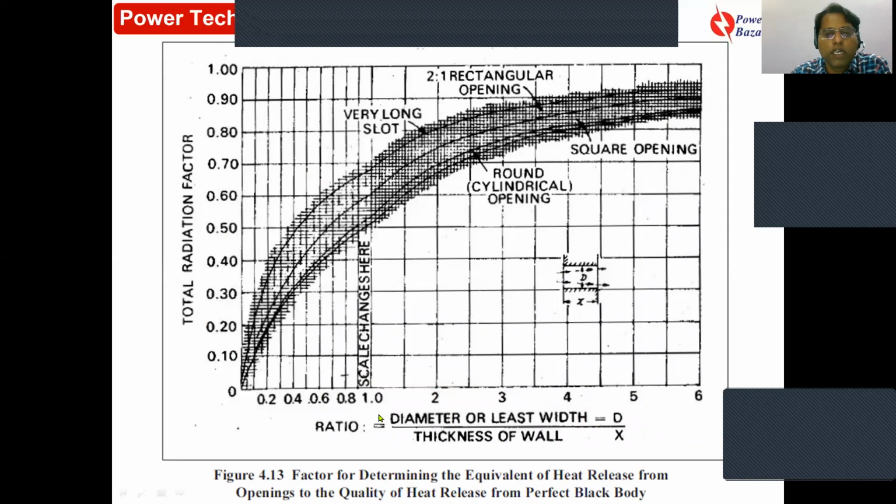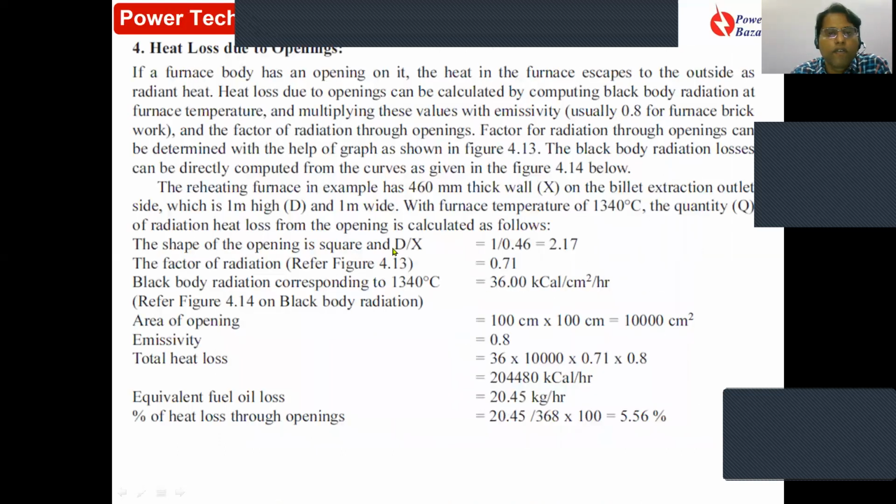Now you come here. This factor basically comes from the D by X ratio. The shape of the opening is square, and X, the wall thickness, has been given, that is 460 mm thick, and the dia or the width or the height of the opening is also given, that is D. So we have to find out what D by X is. Since the opening is square, D by X will be 1 meter divided by 0.46 meter. So it becomes 2.17.